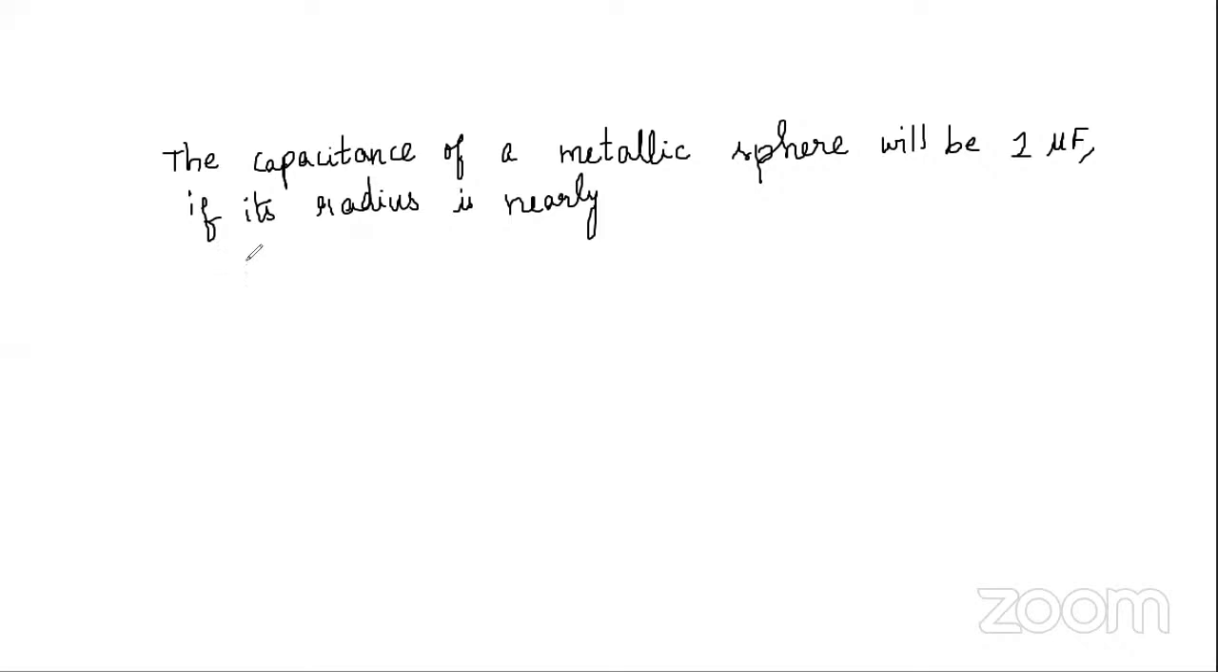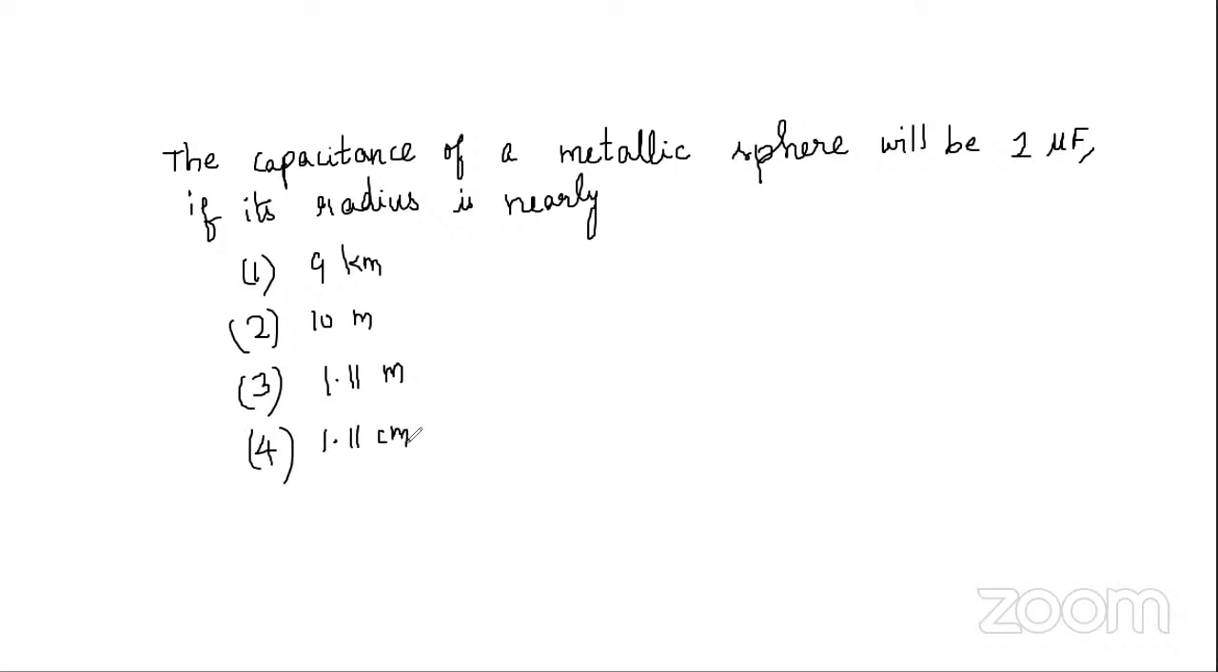I will be giving you the options as well. Option 1 is 9 kilometer. Option 2 is 10 meter. Option 3 is 1.11 meter, and option 4 is 1.11 centimeter. Now you can solve this problem and tell me the answer. Capacitance of a metallic sphere they have given you, and you know the formula as well. Using the formula, please calculate and then tell me the answer.